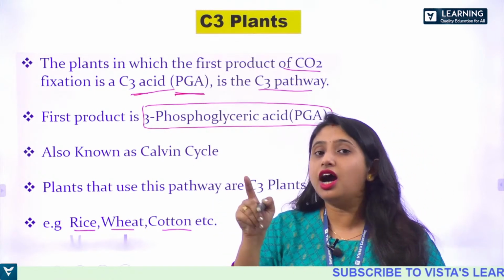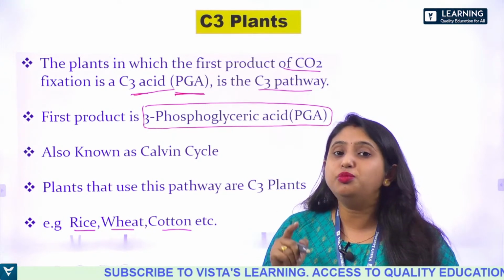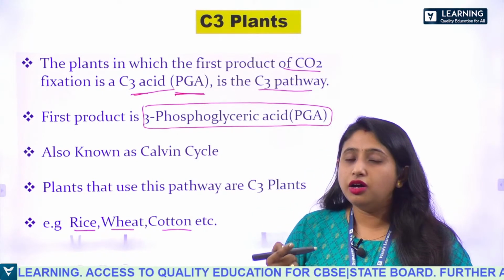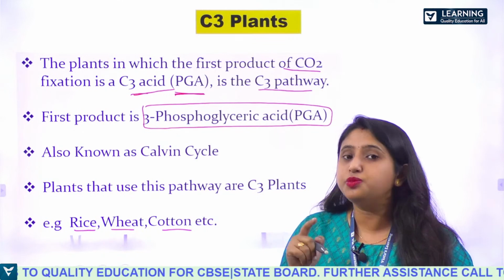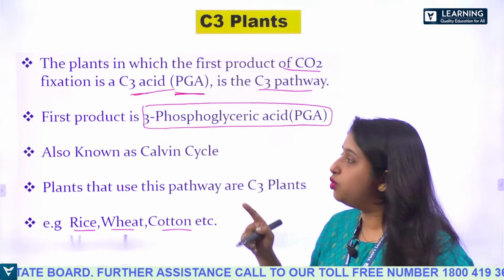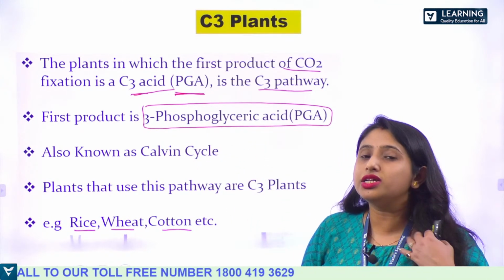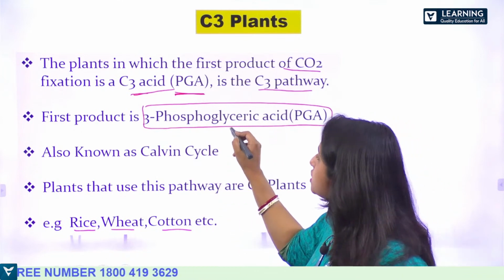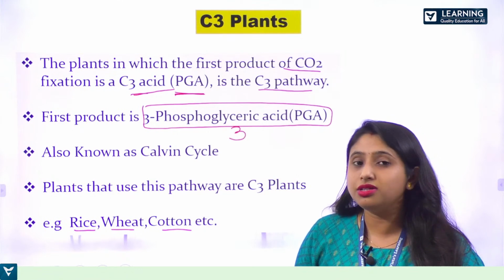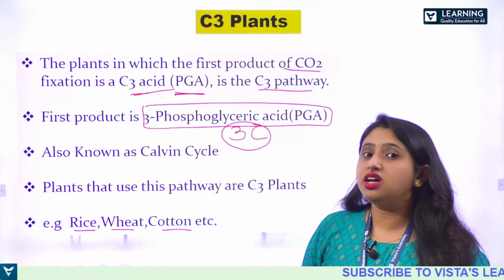The carbon dioxide present in the atmosphere combines with RuBP. RuBP is ribulose bisphosphate. With the help of the enzyme ribulose bisphosphate carboxylase, it converts the RuBP into a 3-carbon molecule, 3-phosphoglyceric acid, which is the first stable product of the C3 cycle. It is a 3-carbon molecule.